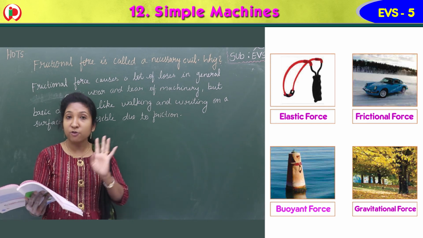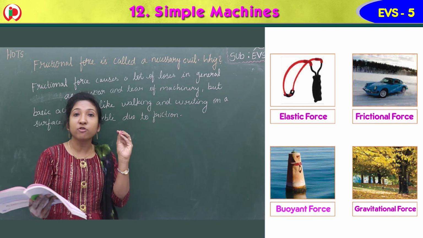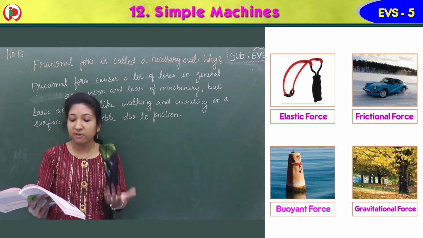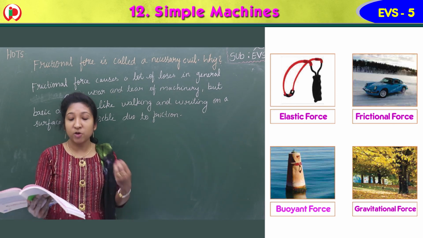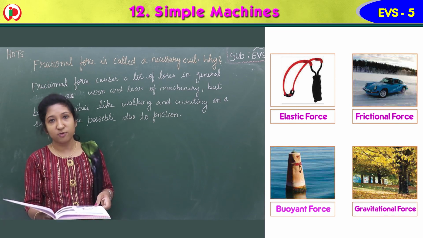So you can see 4 images there. Each image is under some force. You have to write the name of that force below each image. First one is elastic force. Second, frictional force. Third, buoyant force. And fourth one is gravitational force. Okay.